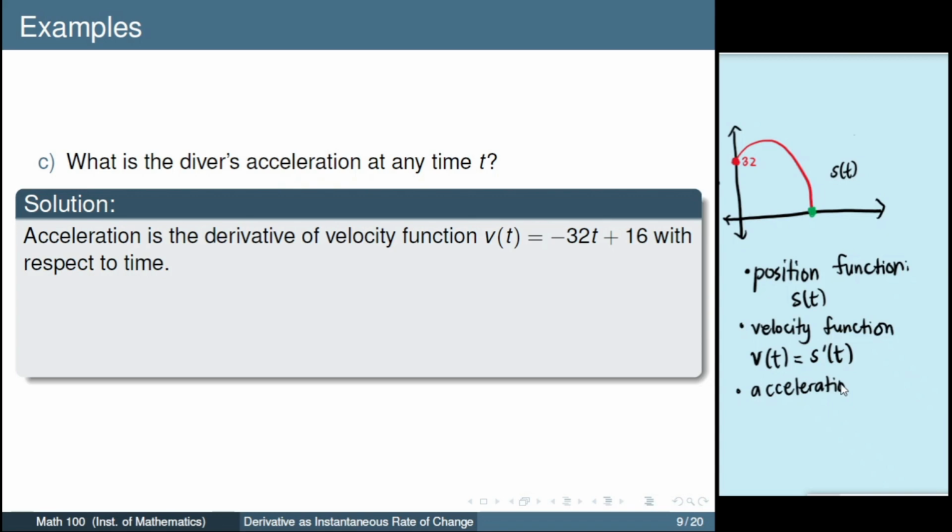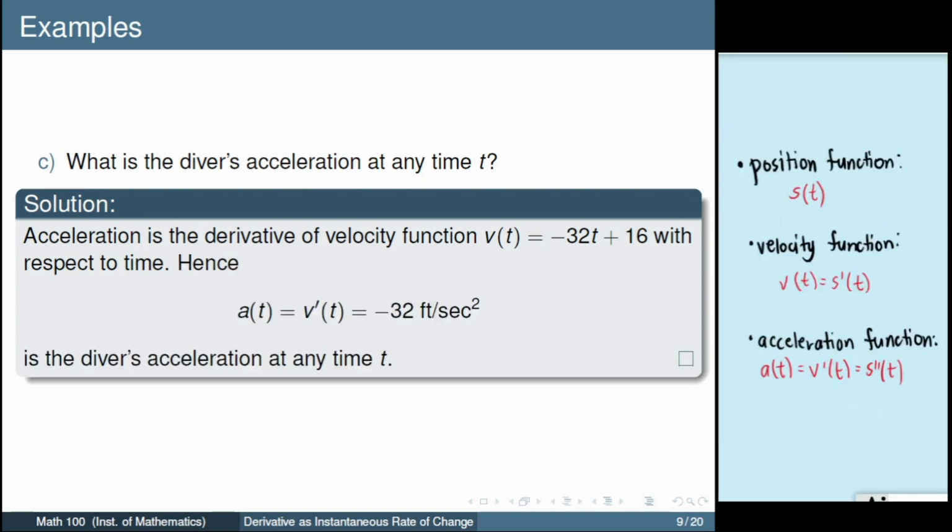So a of t here is just equal to the derivative of the velocity function. But again, the velocity function is just the derivative of the position function. So therefore, if you want to get the acceleration, you can get the derivative of the position function to get v of t and differentiate it once more. In other words, your acceleration function is just also the second derivative of your position function. Okay?